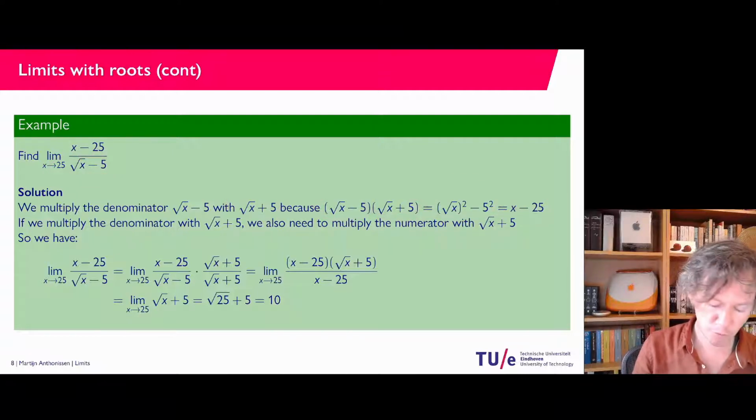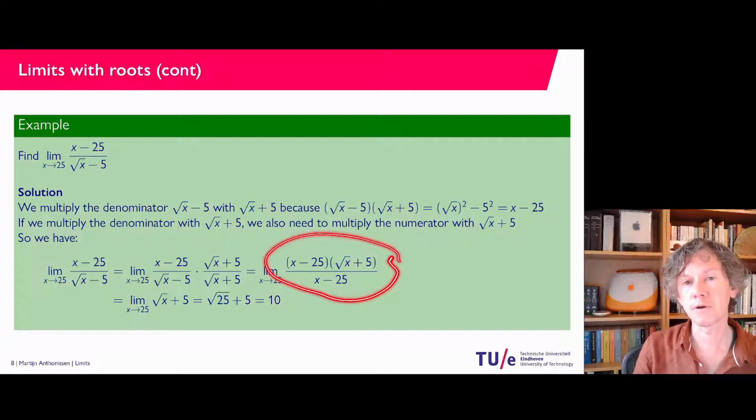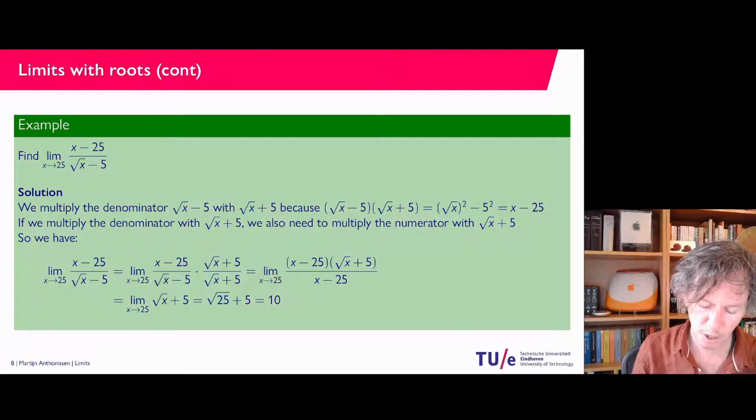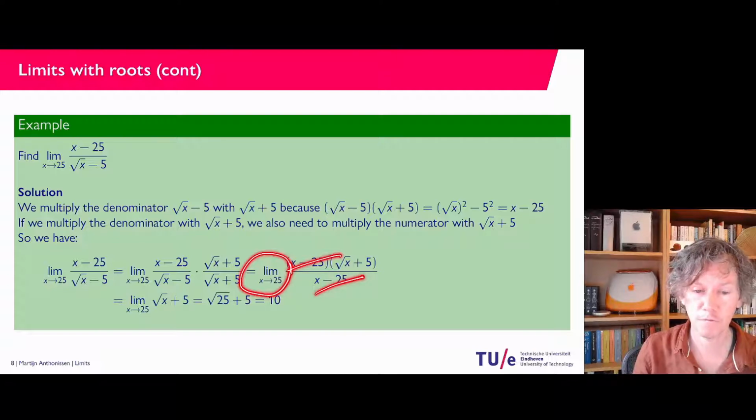If you multiply the denominator with that number, you should also multiply the numerator with it. So here's where we did that. And again, you see that a small miracle appears. These problems that we give you are carefully constructed, because now you can divide by this number, because it's the limit. So x is unequal to 25. You may divide by x minus 25.